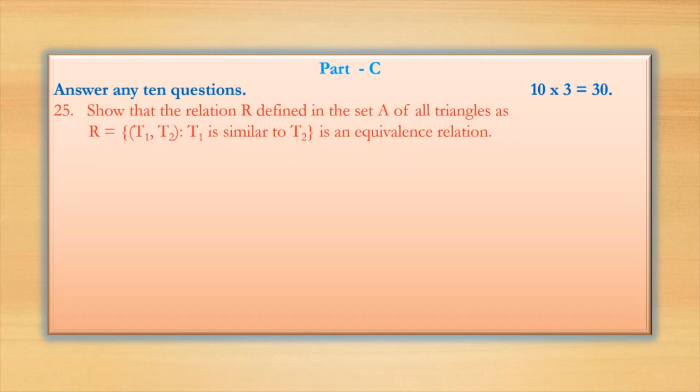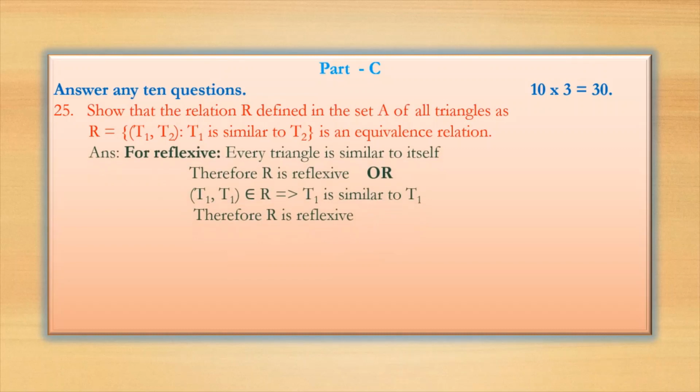So it starts with the question number 25. The question number 25 is, show that the relation R defined in the set A of all triangles as R is equal to (T1, T2) such that T1 is similar to T2 is an equivalence relation. So here we need to prove that the given relation is an equivalence relation. To prove that, we need to prove that it satisfies reflexive, symmetric as well as transitive. So let's start with the reflexive.